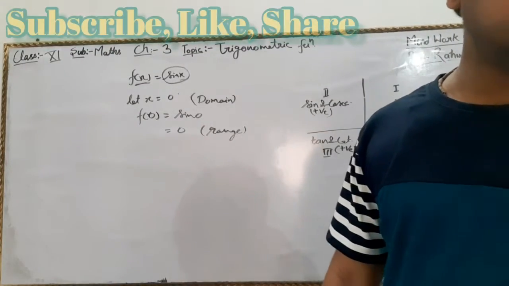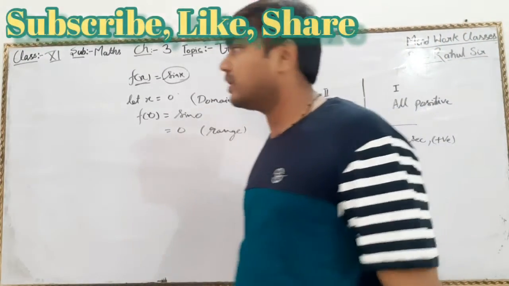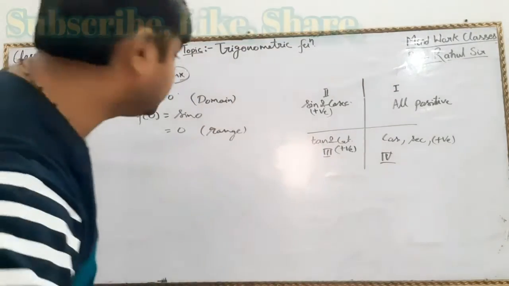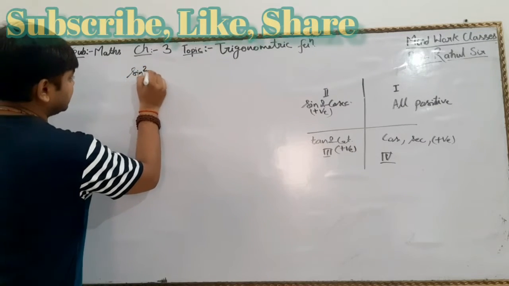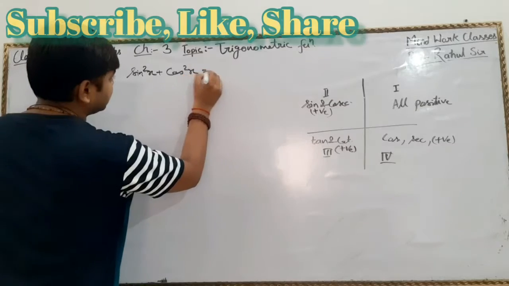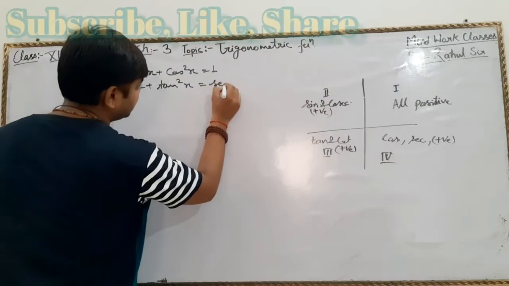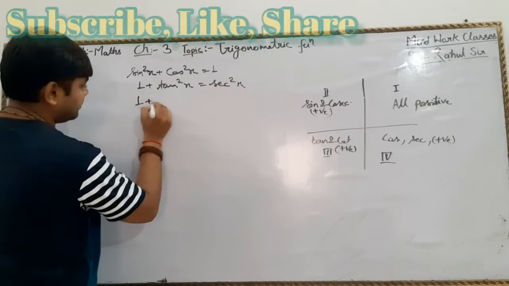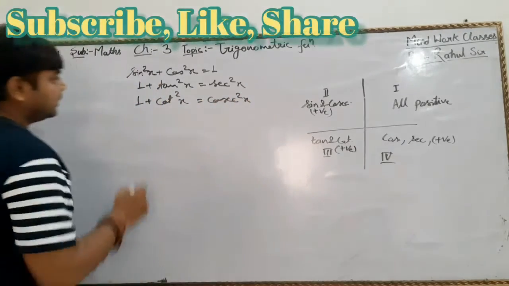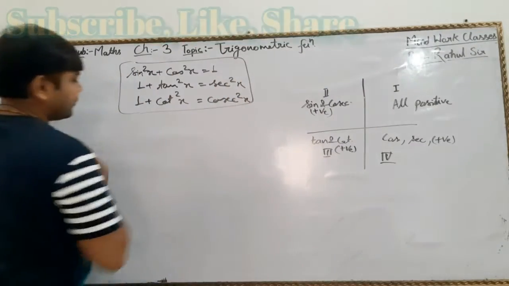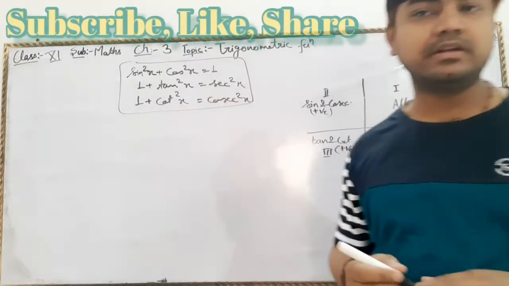Now let's come to exercise 3.2. Here a few function values are given, and we have three formulas: sin² x + cos² x = 1, 1 + tan² x = sec² x, and 1 + cot² x = cosec² x. From these three formulas we can find out the rest of the functions which are needed.